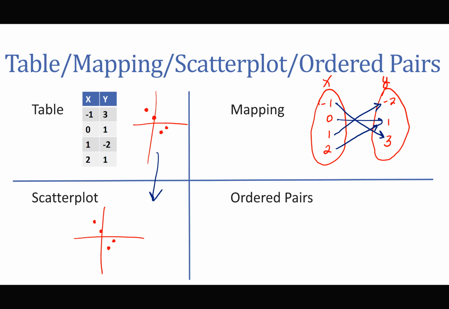And then ordered pairs, I can treat each of these because these are coordinates. So -1, 3 would be a point. 0, 1 would be a point. 1, -2, 2, comma, 1. And these are not intervals. This is the actual coordinate point for some function, or for some relation, actually, is what this is. We'll get into the specifics in a minute.